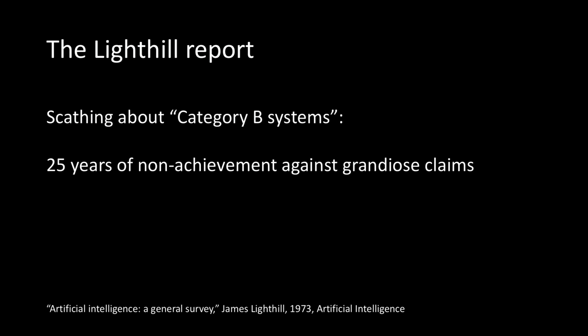Then there were category C systems. They were computers used to model brains and central nervous systems. And A and C were all right, he said, because they were science. And then there was the dreaded category B systems. Category B systems were general intelligence.